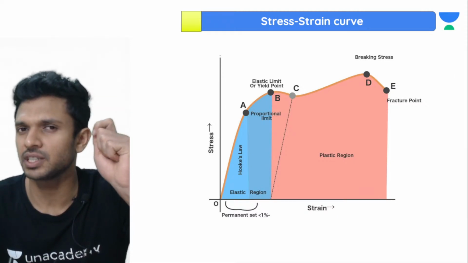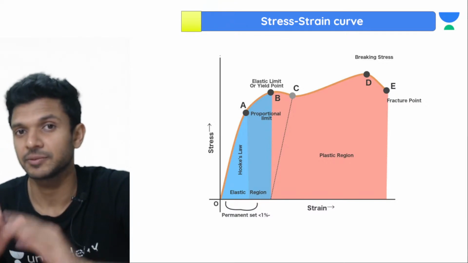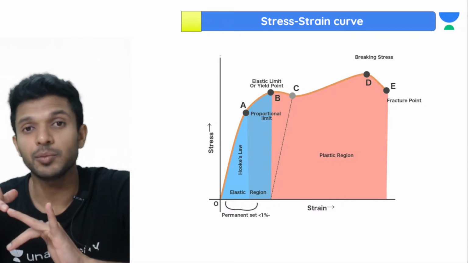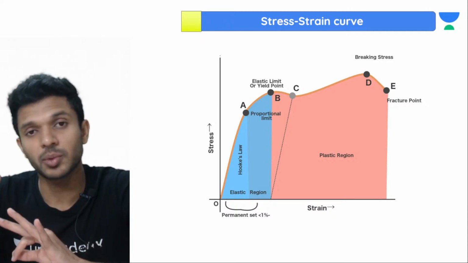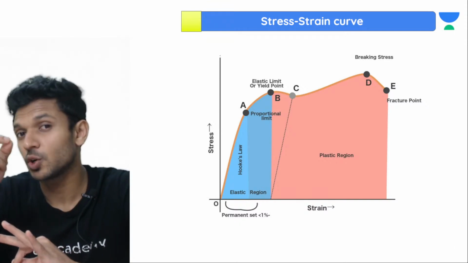Tell me what topics we have covered in yesterday's class. We started the chapter. We talked about elasticity. Then we came to the topic of stress. We discussed three different types of stress. Then we talked about strain, three different types of strain. Then we talked about Hooke's law.